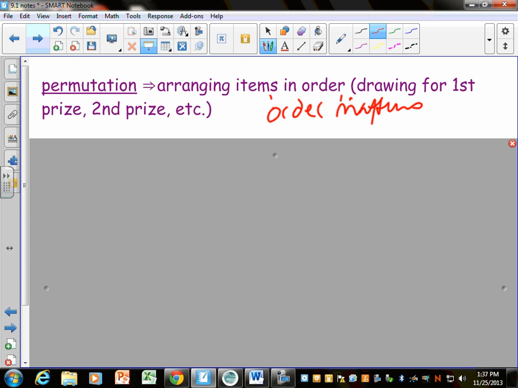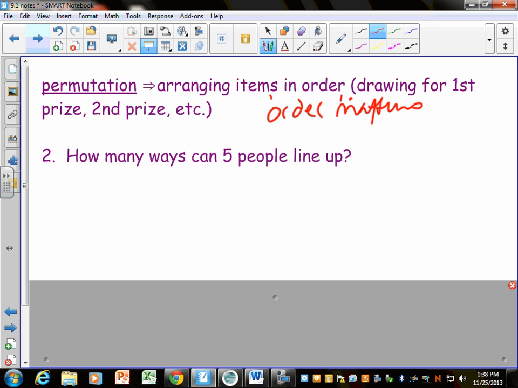This is like the last chapter that you did in Algebra 2 last year, I think. Any big memories of this? Permutations, combinations, probability. So sometimes you're doing a permutation and you don't even think about it. So like this problem. If I said, how many ways can 5 people line up?